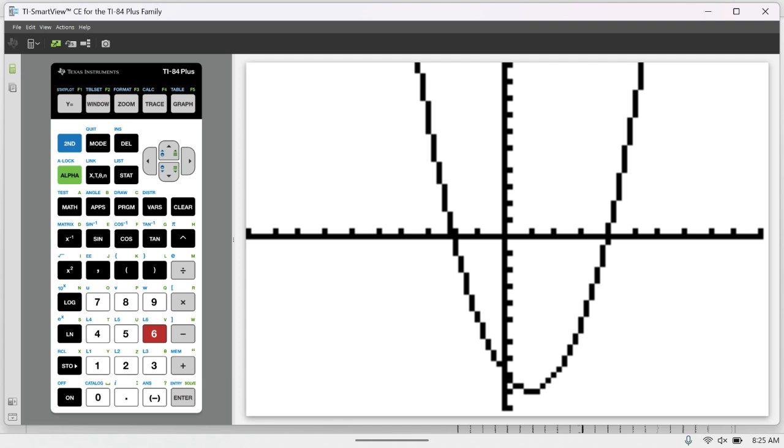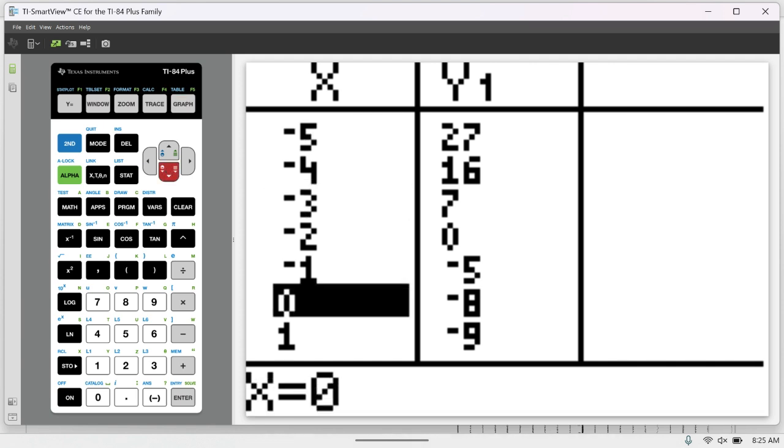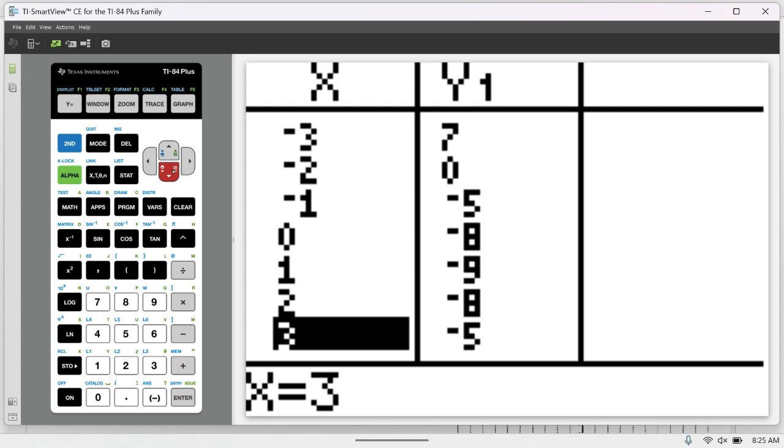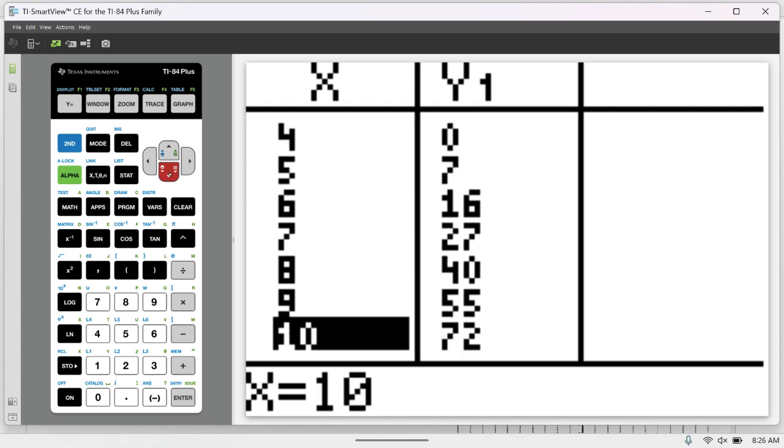Now, I said we wanted a table. Well, it automatically generates a table for you as well. So what you're going to do is hit that blue second key and then hit that graph key again, the top rightmost key. And it generates us a nice little table. Now, we can use our arrow keys to go through all the x values.